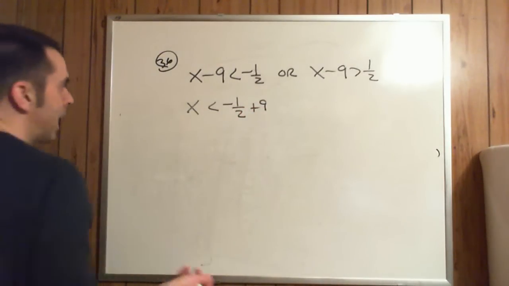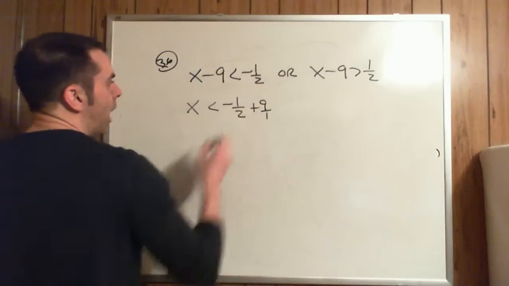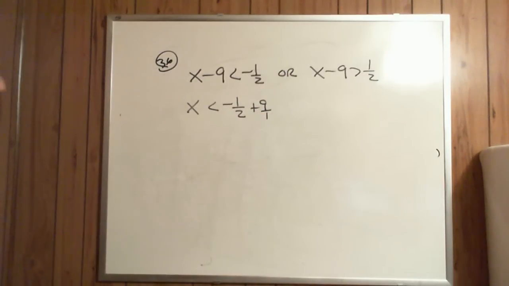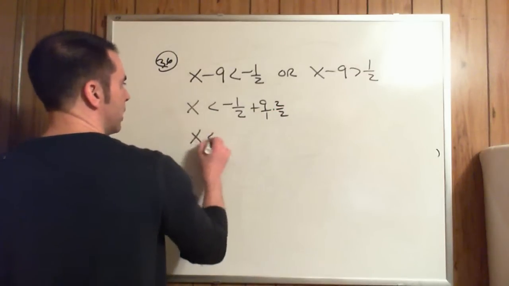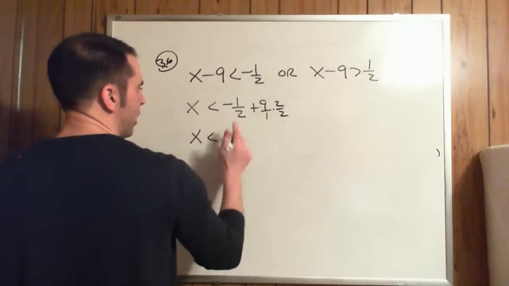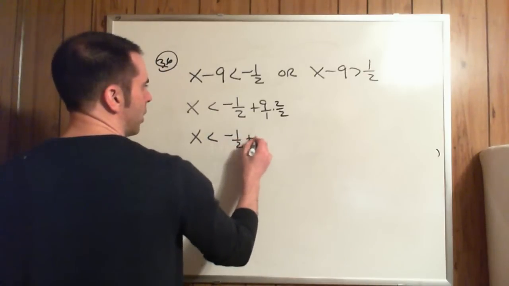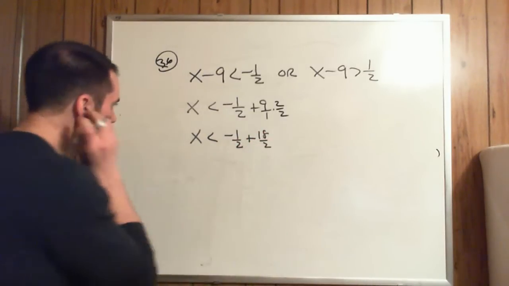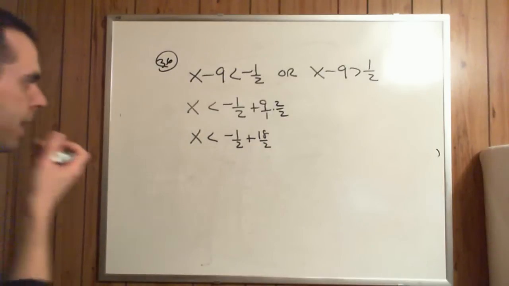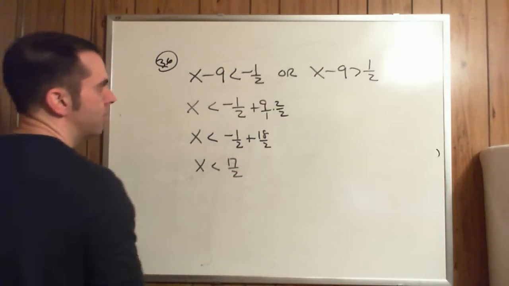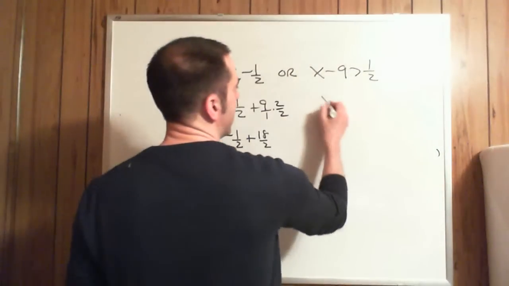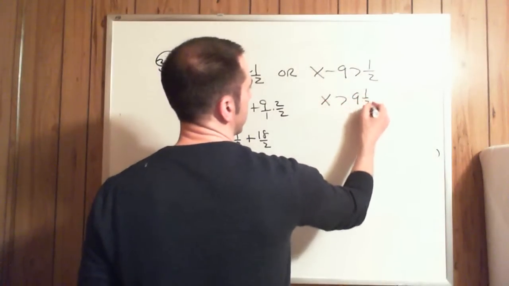So 9 minus 1/2 is 8.5, or you can get a common denominator. If you're bad with fractions, put the 9 over 1, multiply by 2 over 2 to get the denominators the same. So it'd be negative 1/2 plus 18 over 2, and 18 minus 1 is 17, so x is less than 17/2. Over here, when I add 9, I get 9.5.